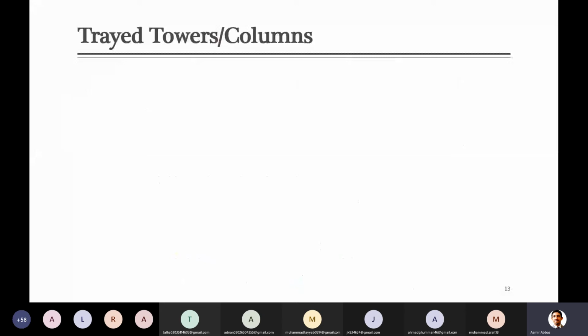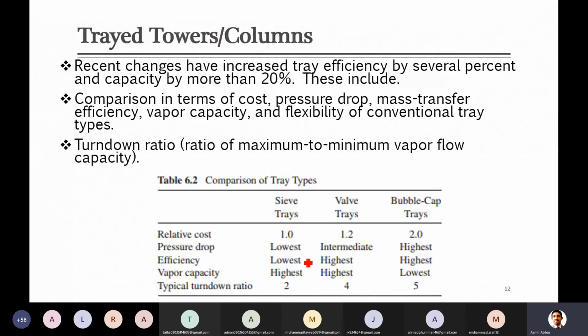So then there was the case of efficiency. In terms of efficiency, sieve trays have low efficiency as compared to the others. So what do you think? What can be the possible reason? Any idea? Guys, are you there? Sir, the residence time of vapors I think increases in case of valve and bubble. Sir, in case of bubble cap trays, the residence time of vapor, the contact of vapor with the liquid, is highest.